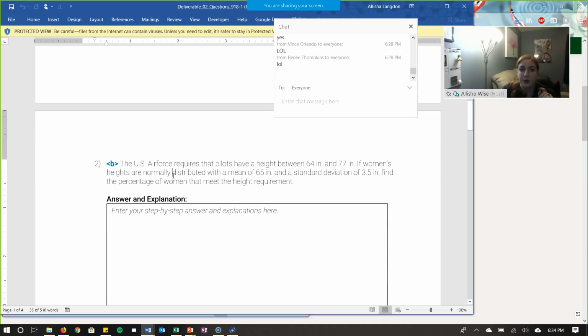For number 2, you're looking at the U.S. Air Force, and they require that pilots have a height between 64 inches and 77 inches. So they have to fit in the cockpit, right? If women's heights are normally distributed with a mean of 65 inches and a standard deviation of 3.5, find the percentages of women that meet the height requirement.